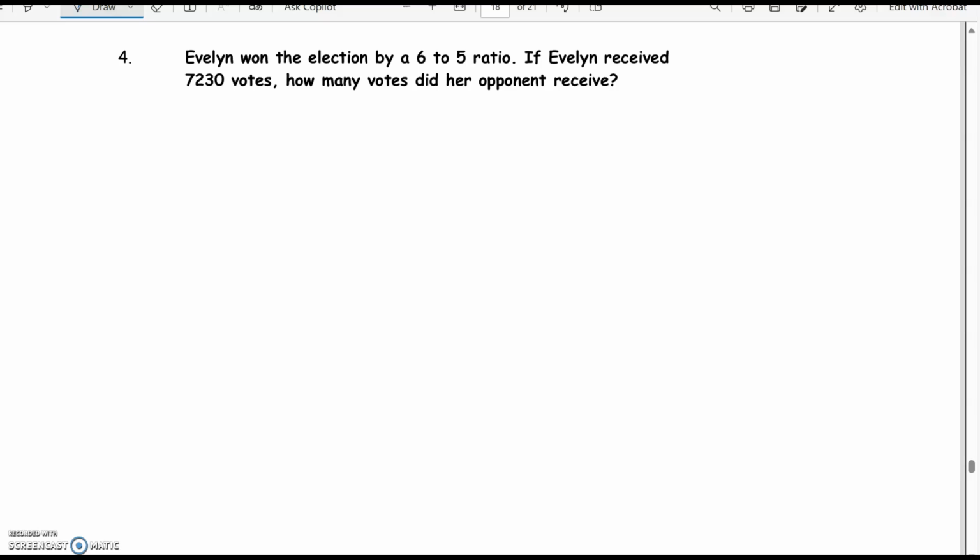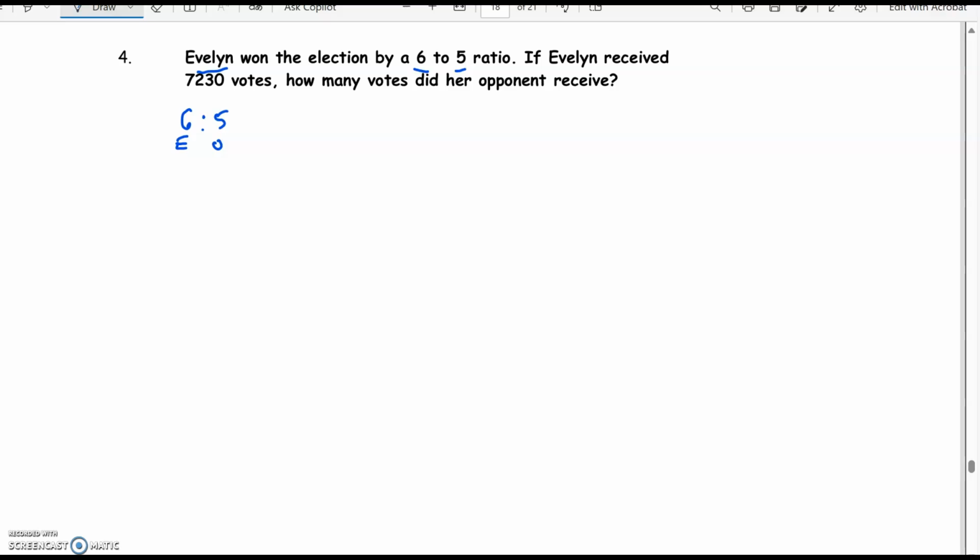Now Evelyn, and we're talking about Evelyn who ran for elections, won the election by a 6-to-5 ratio. Okay, so what does this mean? Evelyn won. So for every 5 votes that her opponent got, she got 6 votes. So 6-to-5. This is Evelyn and this is the opponent.